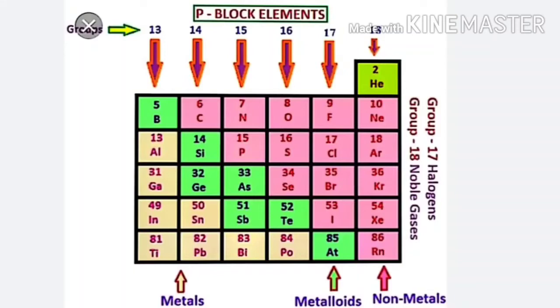Now physical properties. Atomic radius increases, metallic character also increases, non-metallic character decreases, melting point and boiling point increase, and the ionization energy decreases, and electronegativity also decreases, from top to down.